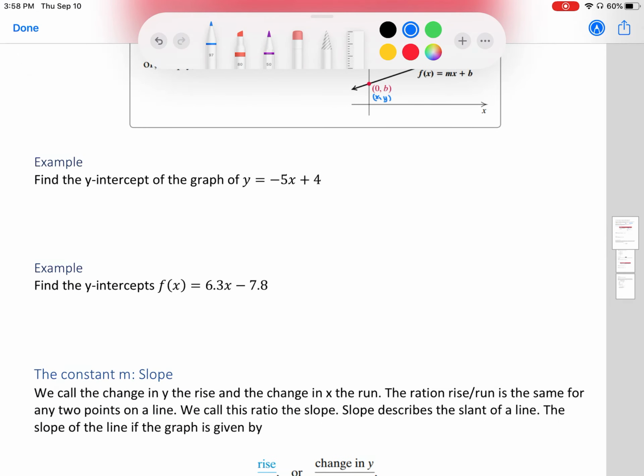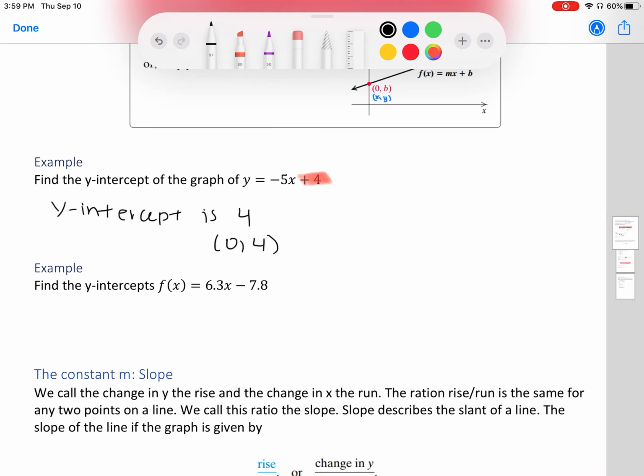Example: find the y-intercept of the graph of y equals negative 5x plus 4. Well, we could graph it and see where it crosses the y-axis, but based on our definition, we already know. Our y-intercept is always the number without the x. So in this case, it's positive 4. So our y-intercept is 4, or if we want to write it as a point, it would be (0, 4).